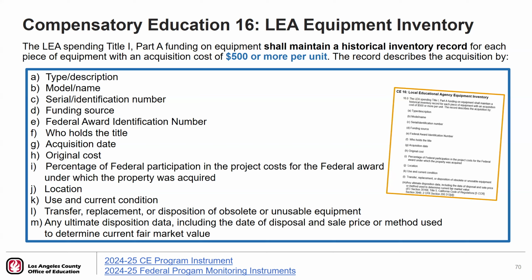inventory must include. And among these components are, of course, the model name and serial and identification number of the item, the funding source, who holds the title, the percentage of federal participation in the project costs for the federal award under which the property was acquired, as well as any ultimate disposition data, including the date of disposal or removal, or the sale price or method used to determine current market value.